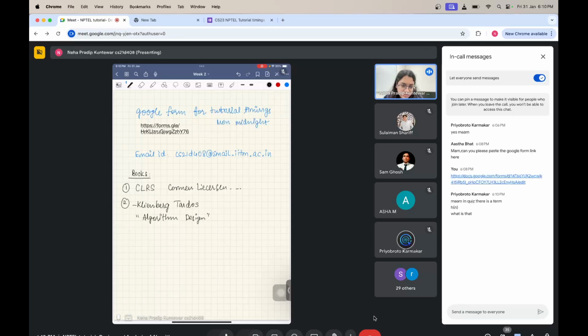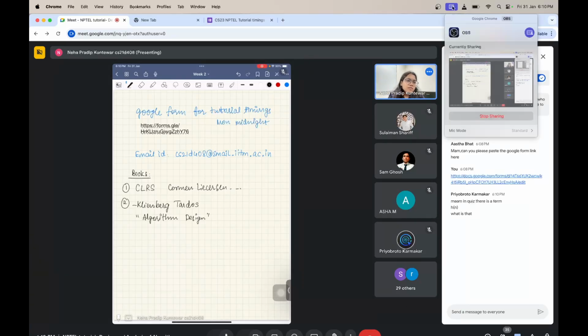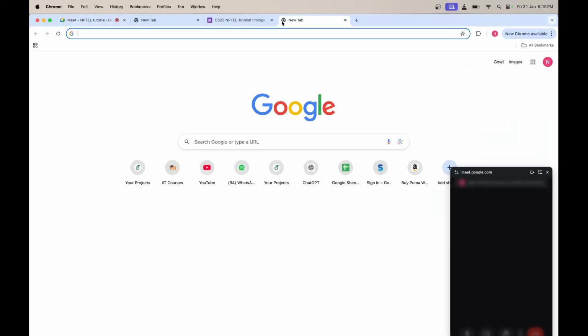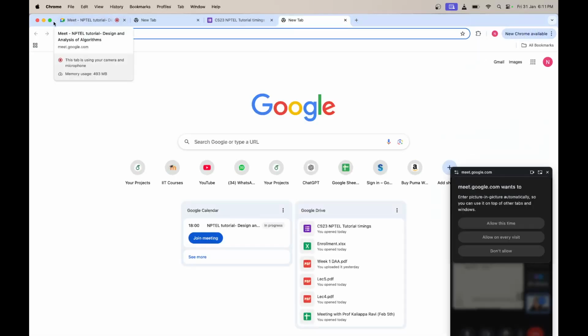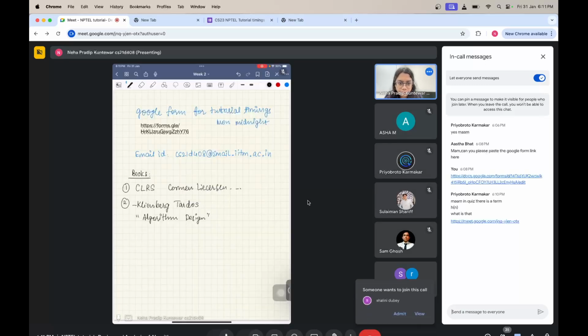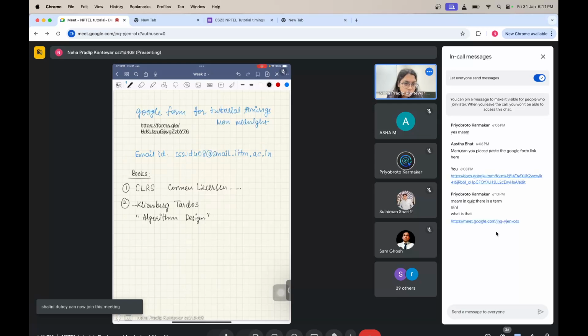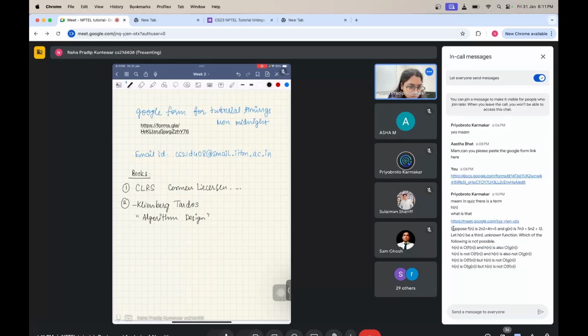In the quiz there's a term h of n. Okay, I'll check the question once. Oh, h of n is just any other function. Like f, g and so on, h is just any other function.